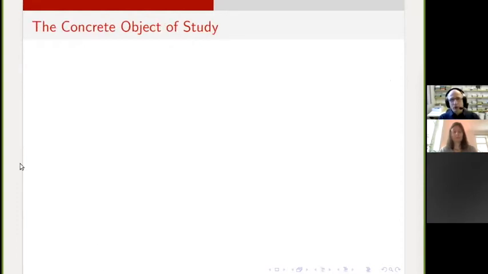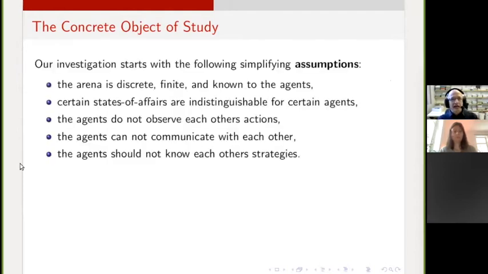To make this study concrete, we had to make some simplifying assumptions before we can really define a mathematical object. The assumptions are the following. First, we assume that the arena or the map is discrete, finite, and known to the agents. Basically, each agent has their own copy of the map in their hands, so to speak. We also assume that certain states of affairs are indistinguishable for certain agents due to limitations of the senses. This notion is the one that gives rise to knowledge. If we didn't have this, then the notion of knowledge would not be interesting.